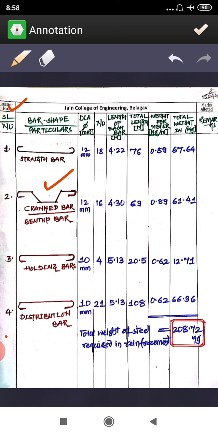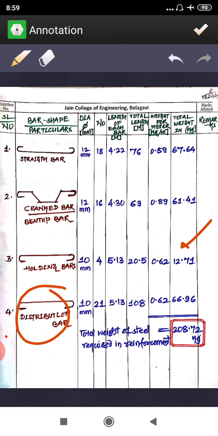Similarly for cranked bar, see here 12 mm dia, 16 numbers, each bar length is 4.30, total length is 69, weight per meter is 0.89, so you'll be having total weight, that is 61.41 kg. Then you will be having top holding bars, 10 dia, 4 numbers, both sides 2, each side 2, so 4 numbers. So you'll be having each bar length is 5.13 meter. Then the total length is 20.5, that is 4 into 5.13, multiplied by 0.62 weight per meter. So you'll be having total weight is 12.71 kg.